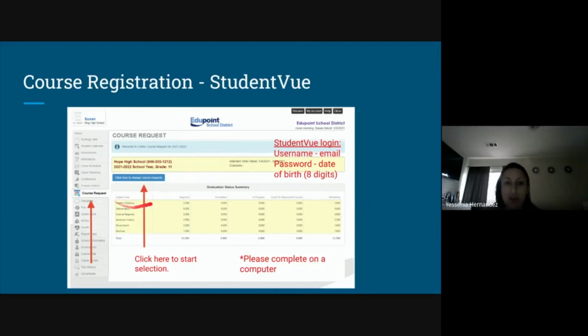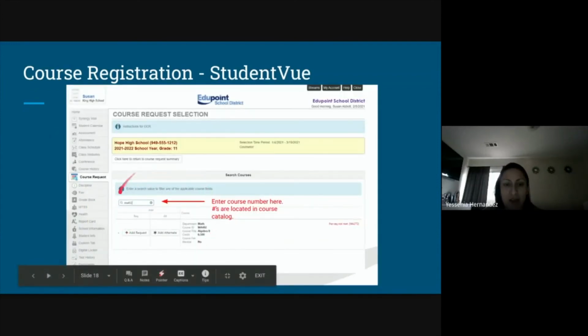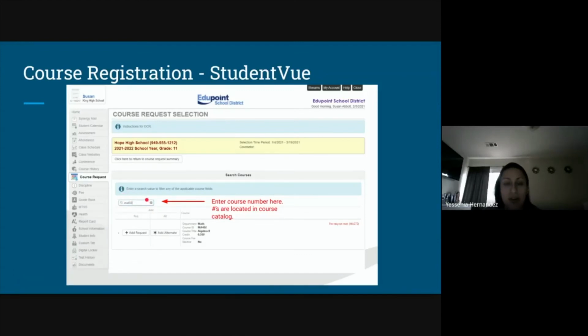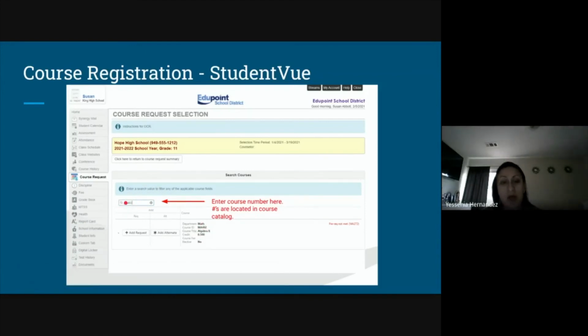Okay, so once you're ready to choose your classes, you're going to select this blue square that says click here to change course selection. Once you click that, it's going to bring you to this page. This is where you're going to enter the course number. Each class has a number that's specific to each class. For example, Algebra 2 has a specific number, and when you enter Algebra 2's course number, the only class that should pop up is Algebra 2, right?